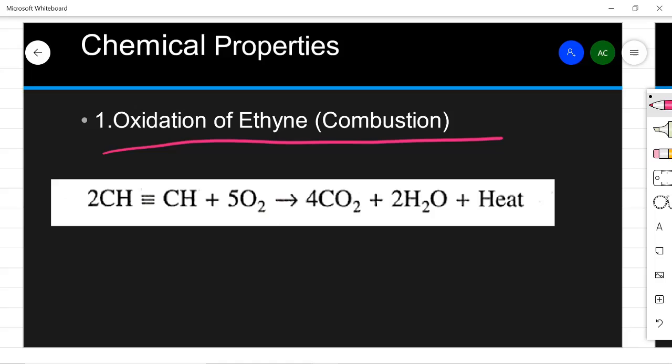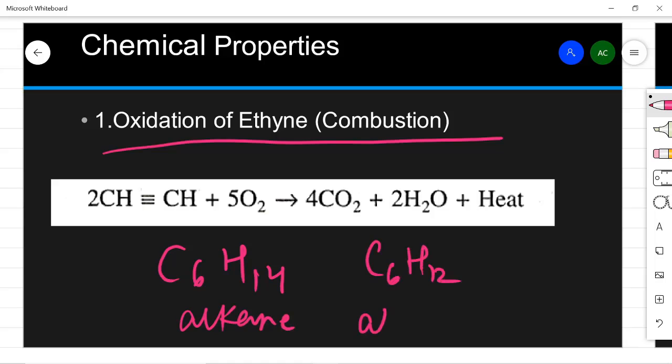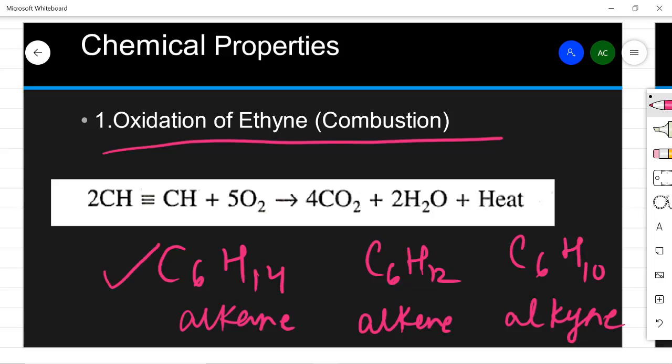If I take the example of C6H14, this is an alkane, then C6H12 is an alkene, and C6H10 is an alkyne. I'm taking the example of hexane, that is, 6 carbons. Now as you can see, in alkanes the number of hydrogen atoms is 2 more than double the carbon, and hydrogen is a clean fuel, so it will burn with a very bright blue non-sooty flame, because hydrogen is a clean fuel, and the number of carbon atoms is quite less compared to hydrogen here.